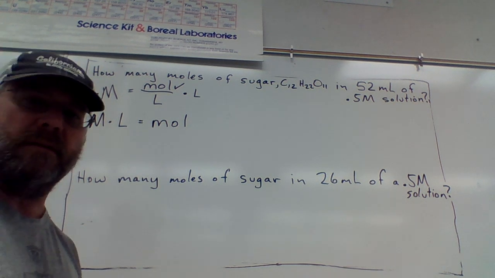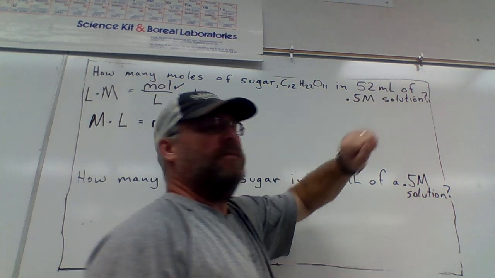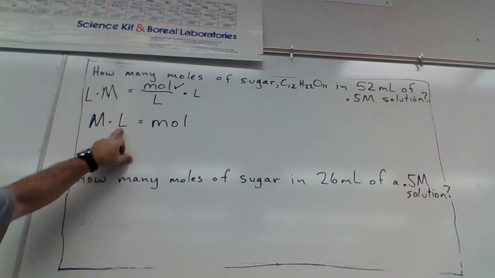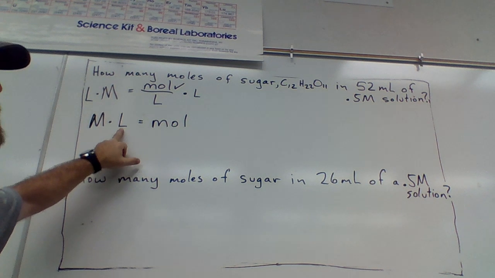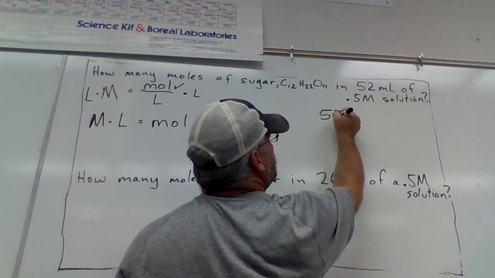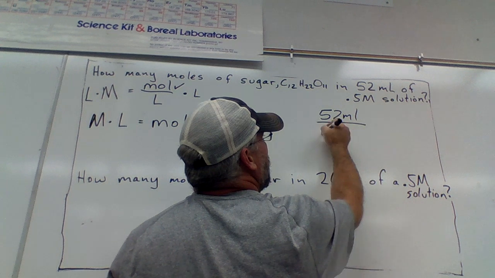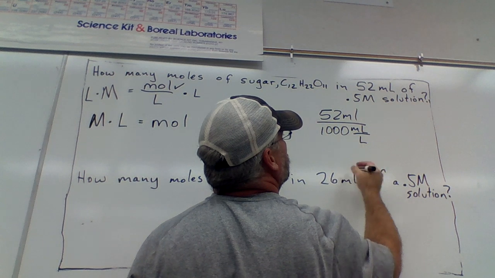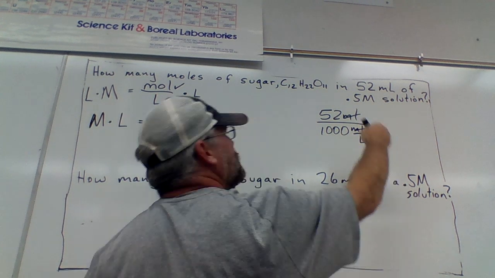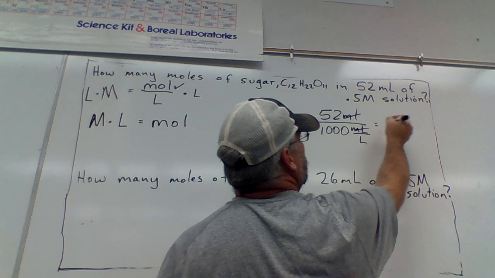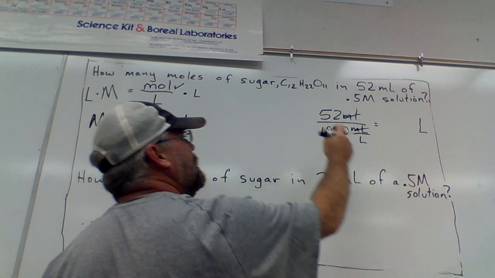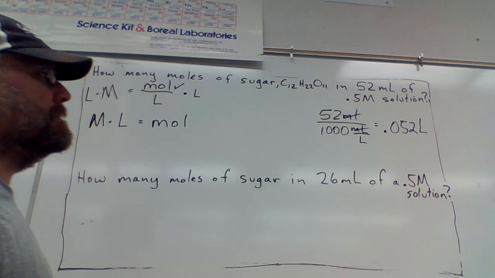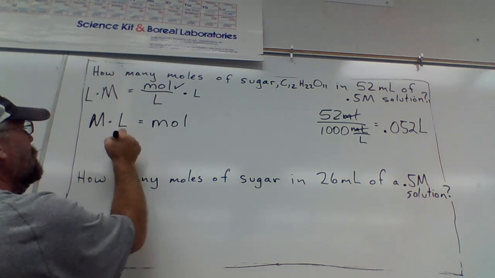And then the only thing we really have to worry about at that point is what's given. Here, I'm given 52 milliliters. So I can't just take 52 and plug it in there because it's milliliters and not liters. So I've got to go 52 milliliters, divide that by 1,000 milliliters per liter. Again, the milliliters cancel. 1 over a liter is a liter, and 52 divided by 1,000 is 0.052 liters.